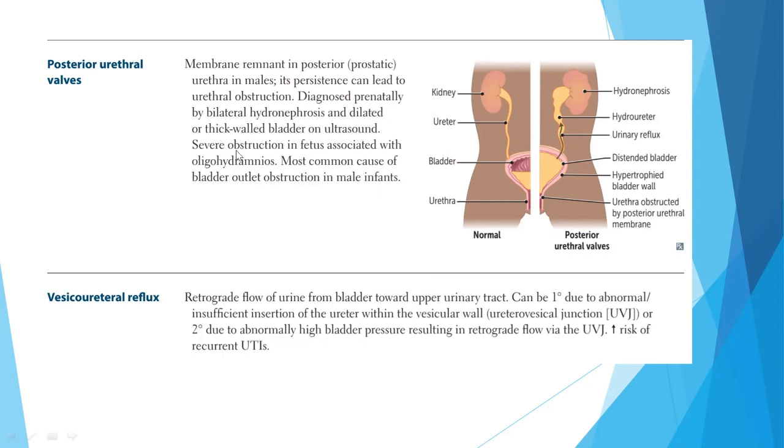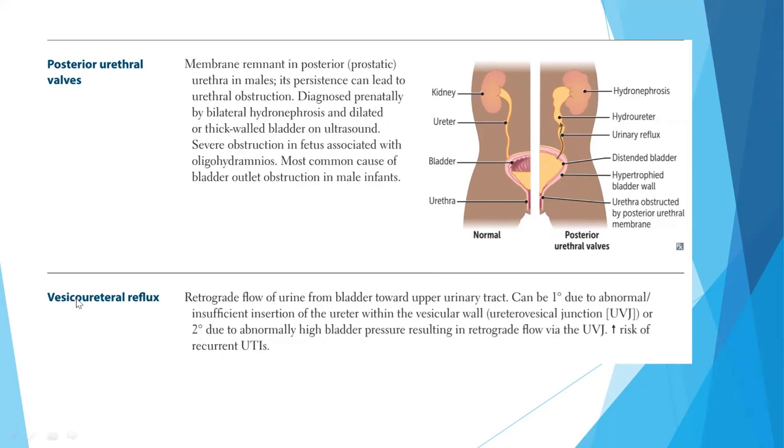There is severe obstruction in the fetus associated with oligohydramnios, and the most common cause of bladder obstruction in a male infant is PUV. In PUV, if they ask you about the concept, they will typically say that the patient is having this reflux sort of thing, and ask what may be the most common cause of this symptom. So the most common cause is PUV.